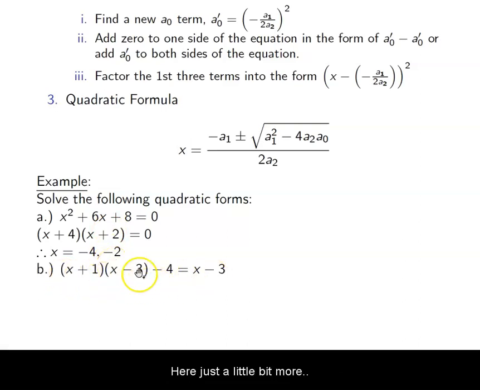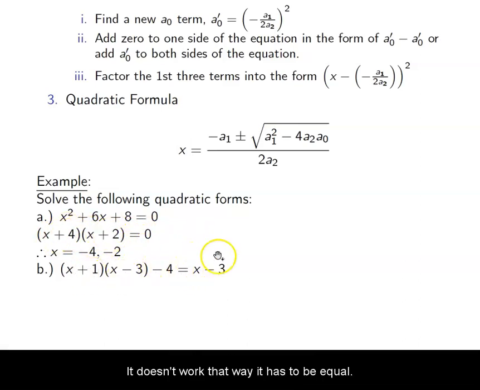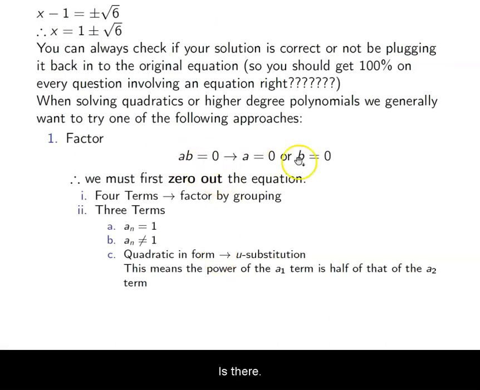Here, this is a little bit more difficult, okay, because it's not equal to 0. Yeah, we have two things being multiplied, but it's also being subtracted by 4, and I also have some term out here. So I can't just say, oh, the answer is x minus 1, x plus 3, because it kind of looks like what's going on here. It doesn't work that way. It has to be equal to 0, okay?